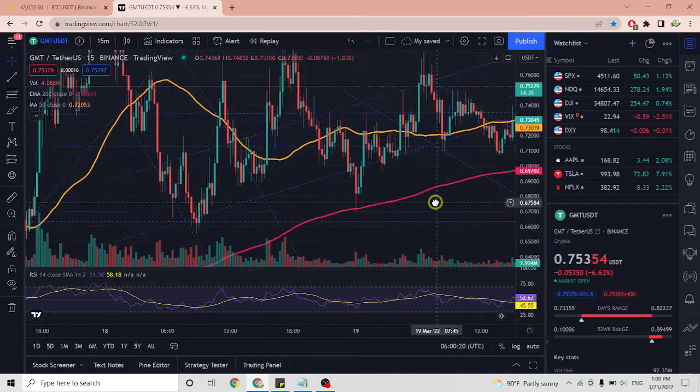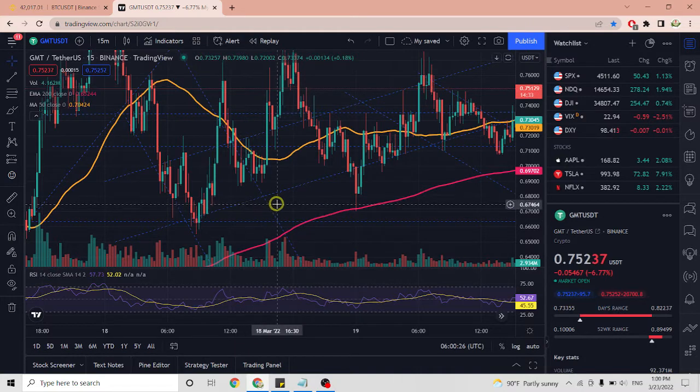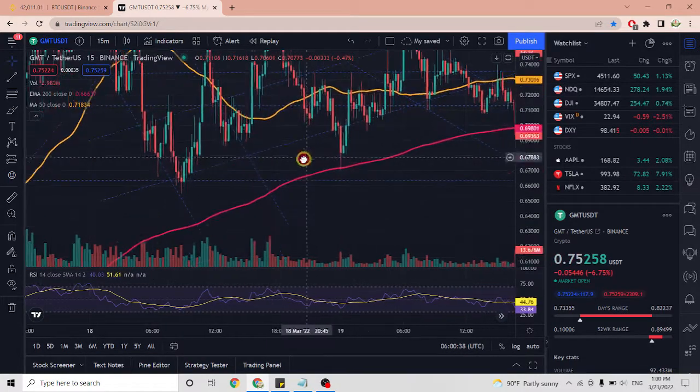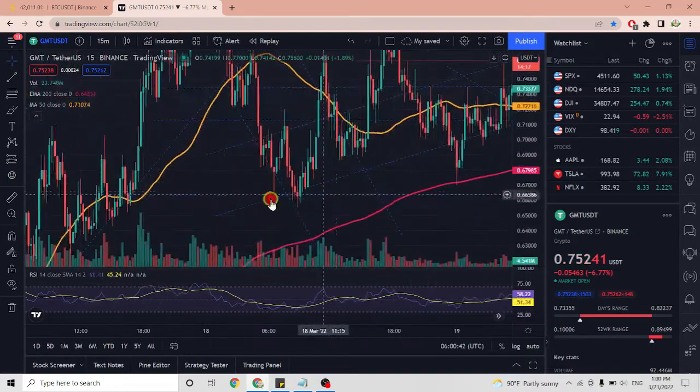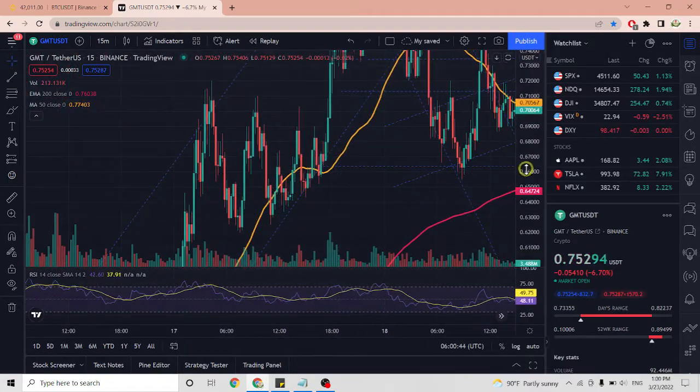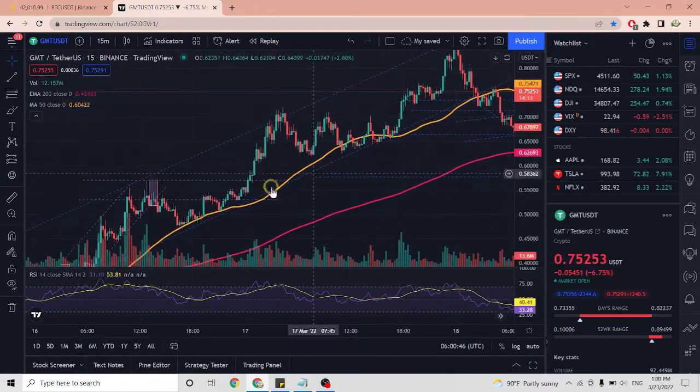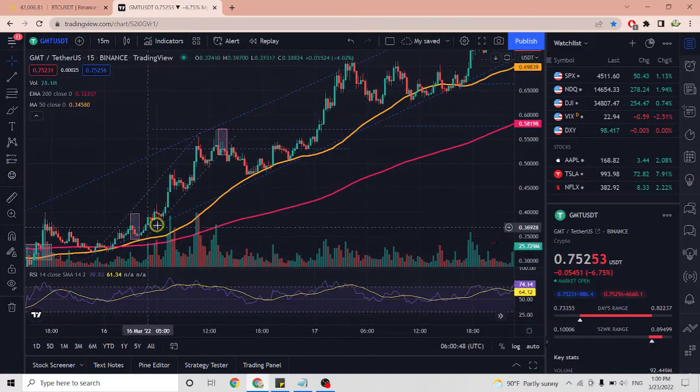Okay, so uptrend. This is a time frame of 15 minutes. So the uptrend, this is the uptrend. You see, it's up. The candlestick is going up. See, this is the uptrend. It's going up. Okay, so this is uptrend.